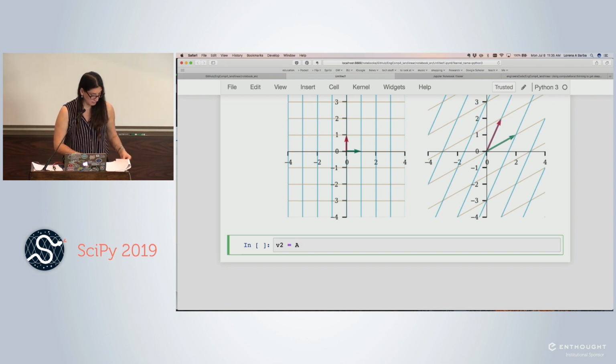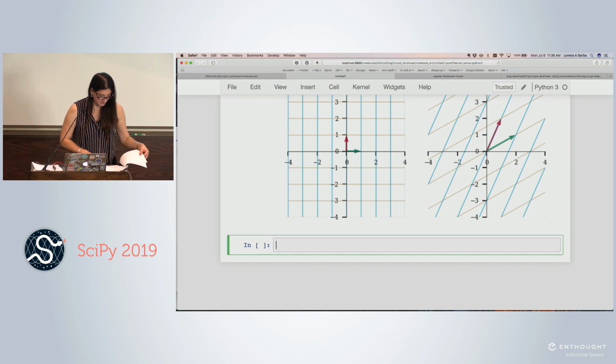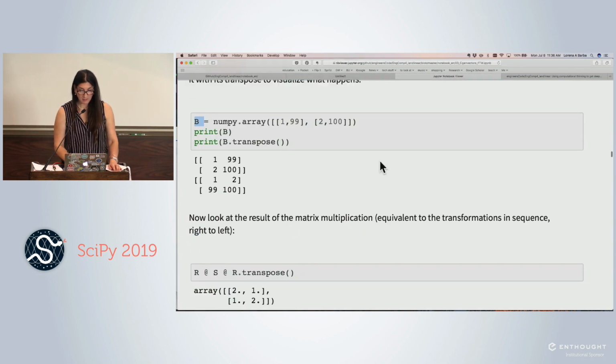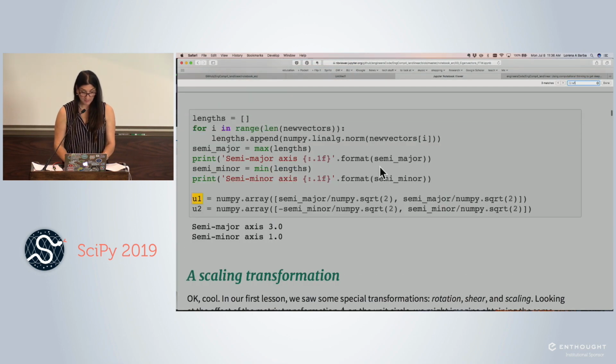Did I compute U1 somewhere? I think I didn't do it. That's the part I skipped. Where is U1? Where do I define U1? Because I have V. Maybe this way? Aha, here it is.